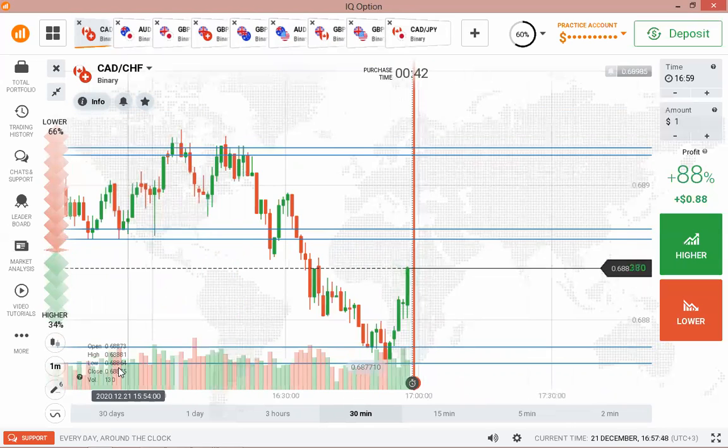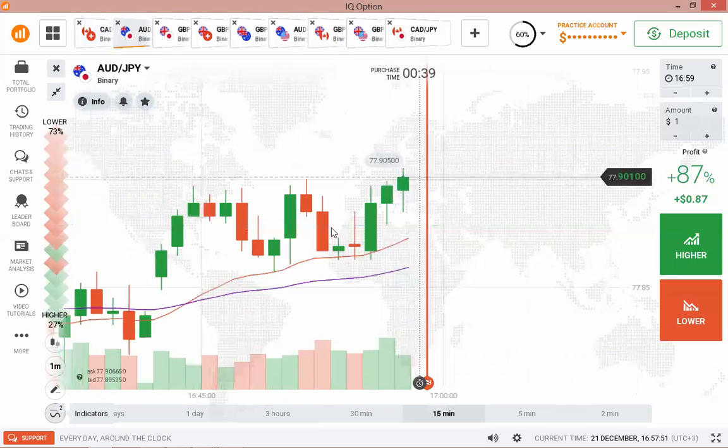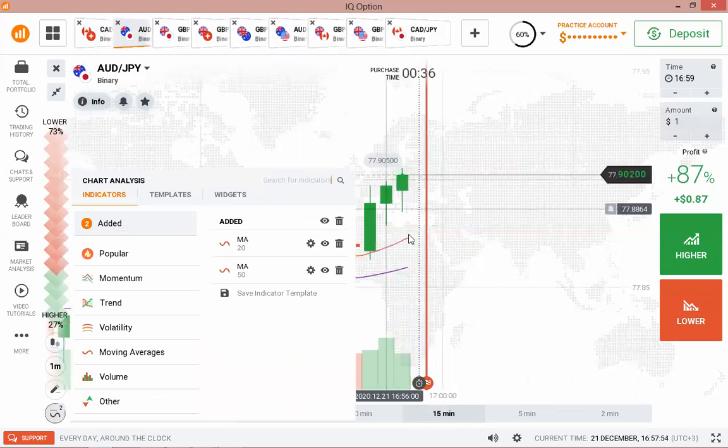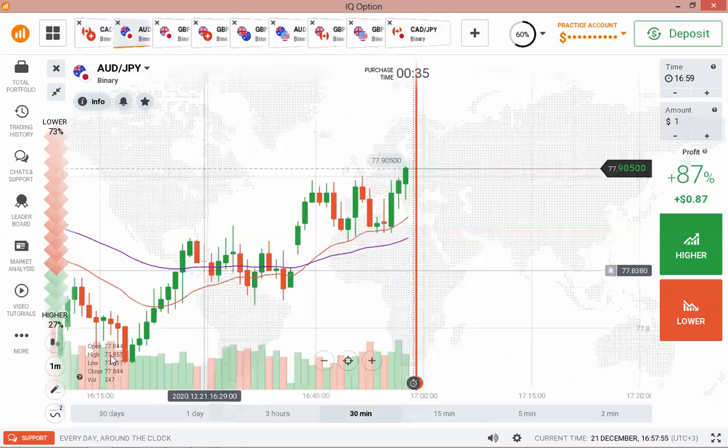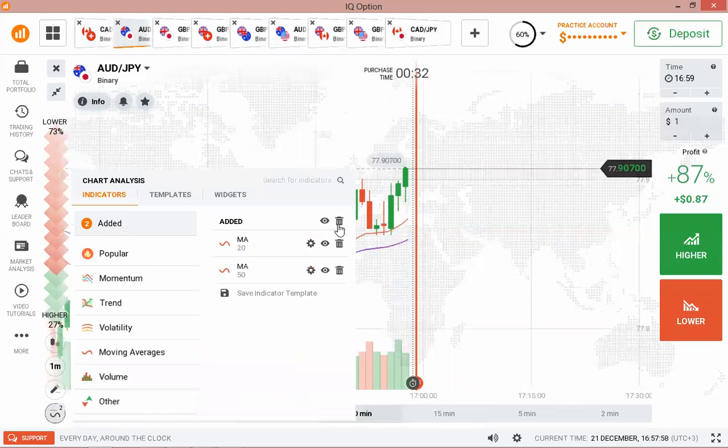So let's go to the next chart and check it out. Let's see what's going on. You can also see the moving average is working as support and resistance, but this is not the indicator time.